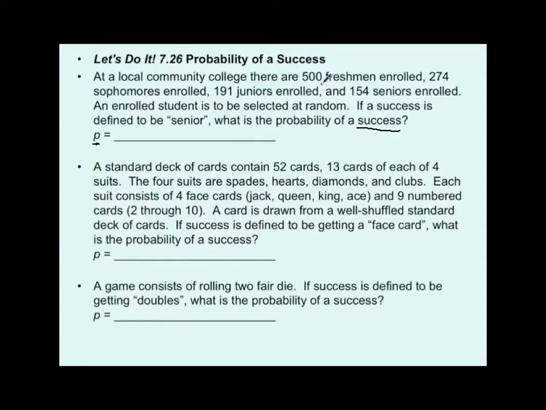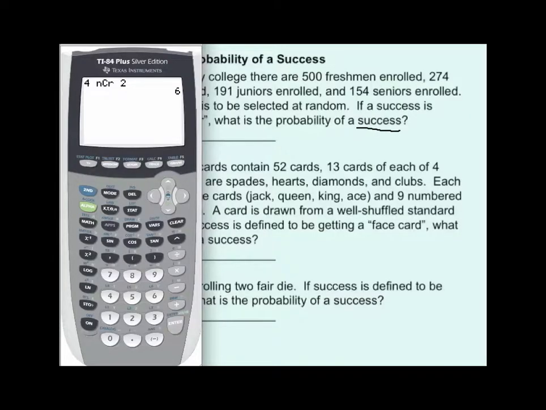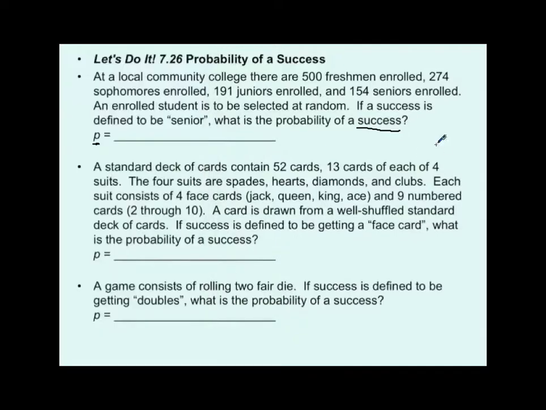Well, to figure that out, we have to know how many students are actually going to the school. So you've got 500 plus 274 plus stuff I can't do in my head because I'm not that great at arithmetic. So we'll go ahead and get out our calculator for this. So we've got 500 plus 274 plus 191 plus 154, okay? Hit enter, and that tells us there's 1,119 students enrolled in this college.